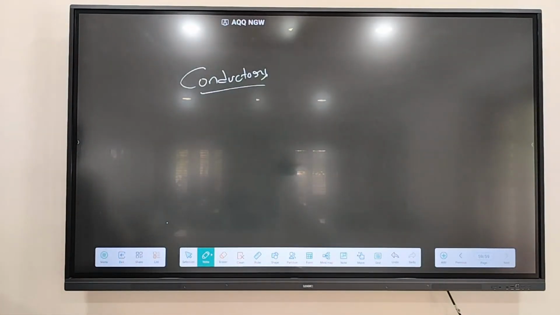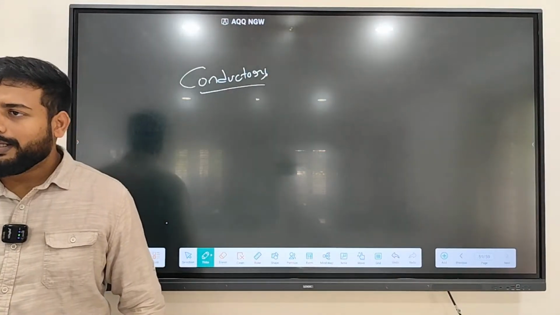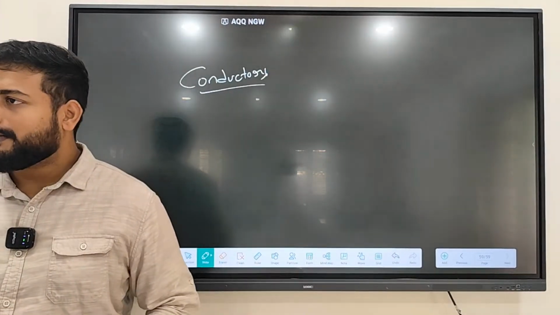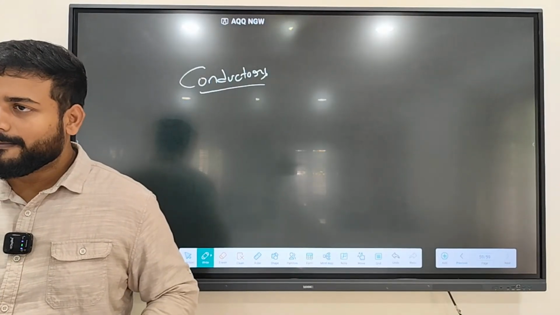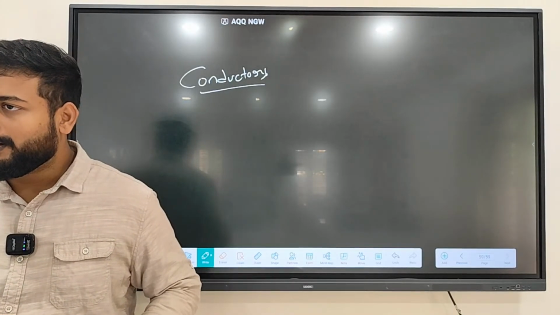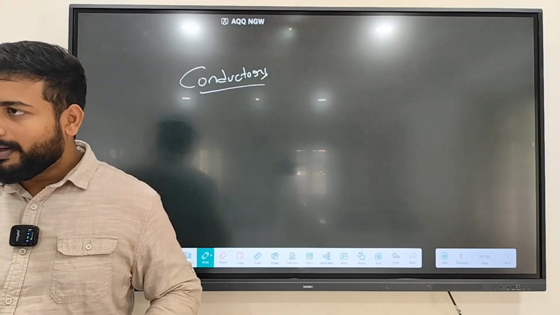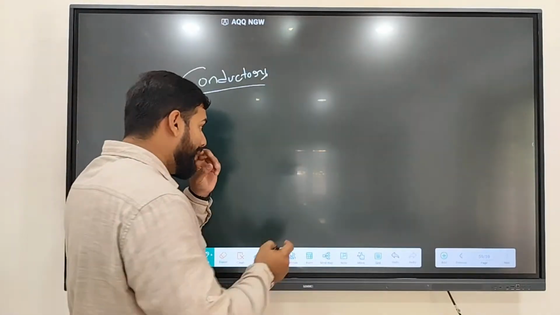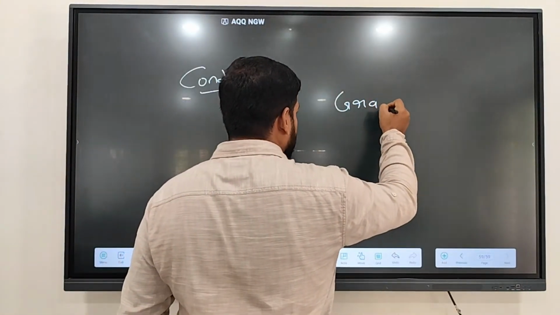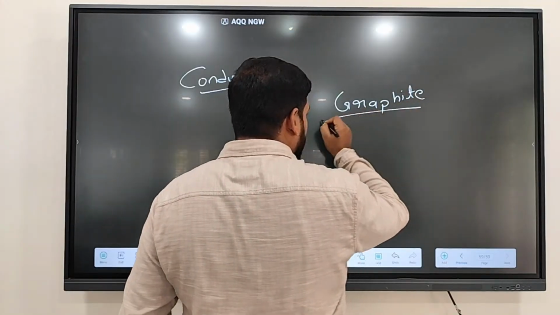Generally, metals are good conductors of electricity, right? Metals are good conductors. Wood, wall, floor, plastic, glass are insulators, bad conductors. Reason, they don't have free electrons. Free electrons should be there to carry charge. The only non-metal which is a good conductor of electricity is graphite. Graphite is an allotrope of carbon.